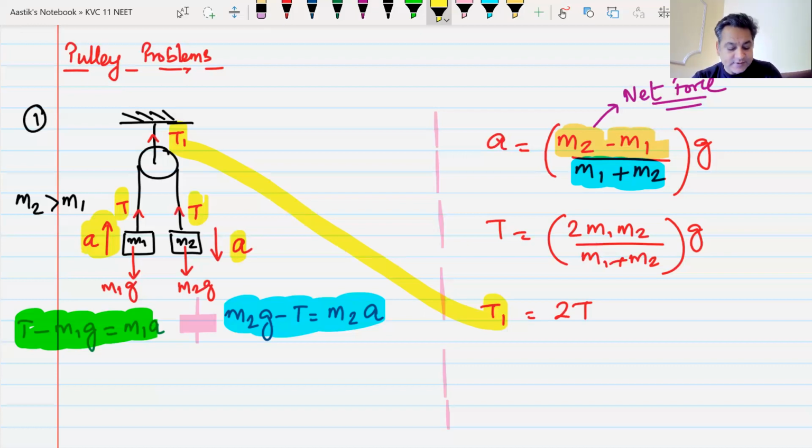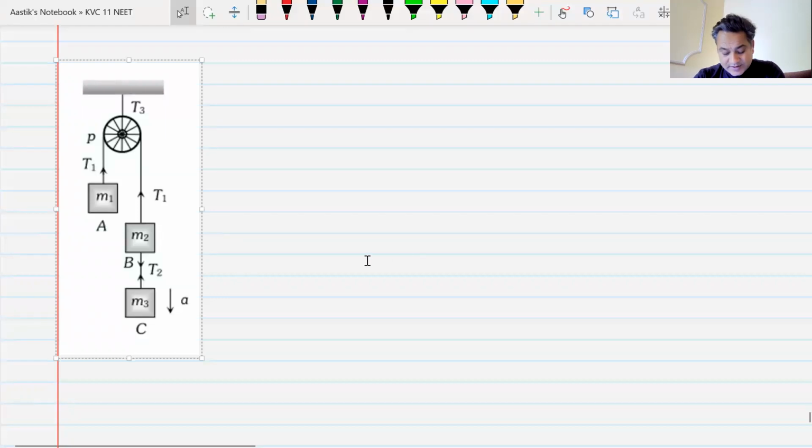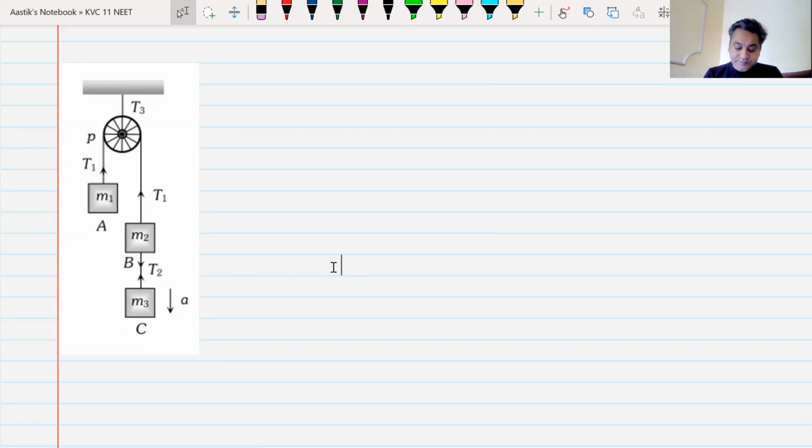To the next case, and this is a very typical case. I don't think the entire case will come to you, but since it is there, I must tell you. Now the blocks are attached like this. You can see now there are 3 blocks, M2 and M3 on the right hand side and M1 on the left hand side. And it is given that this is moving down with an acceleration a.